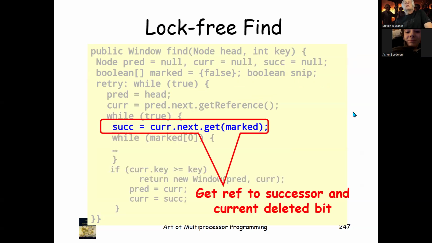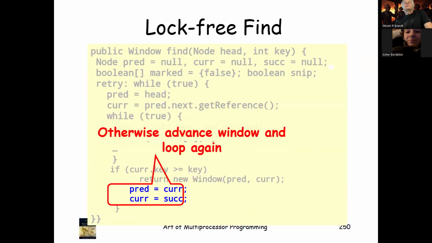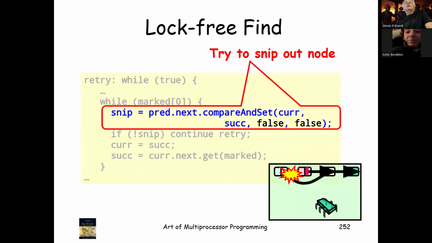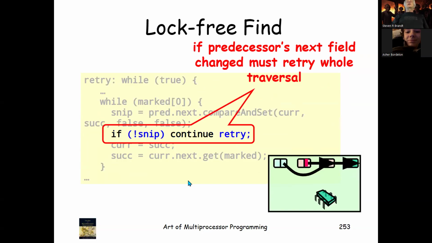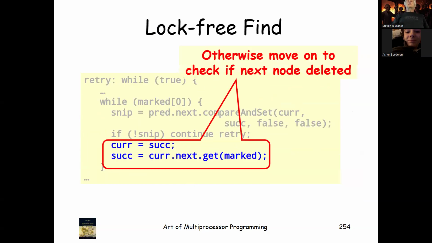So, all right. If we find the thing is marked, then we're going to try to set the next pointer on the predecessor from the current to the successor. And we're going to try to say false, false, right? So we want to maintain that the predecessor is not deleted while we do this. And if we fail, then we have to retry. Otherwise, we can update the current with the successor and the successor with current.next.get marked, and then we can potentially continue in this while loop. So as long as there are things ahead of us that are deleted, we can keep chopping them out.